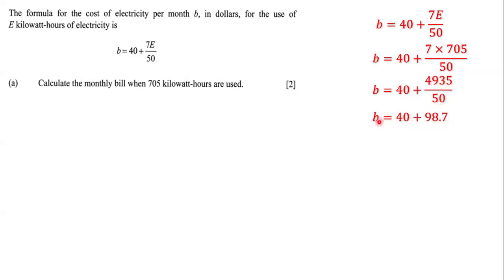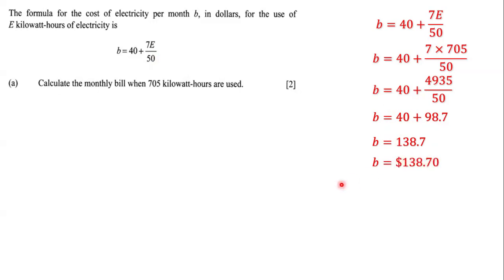And so we have that B is equal to 40 plus 98.7. Next, we add these two. When we add these two, we get 138.7. So B is equal to 138.7. And that is the answer. So the monthly bill is $138.70. And that is the answer for B.